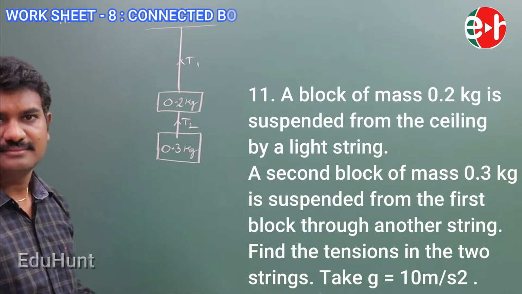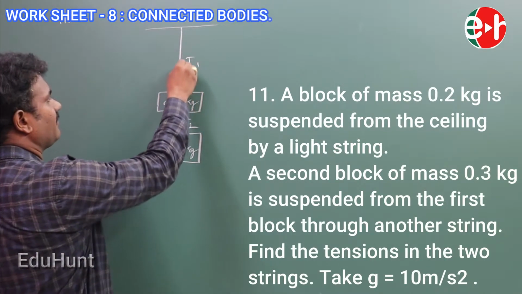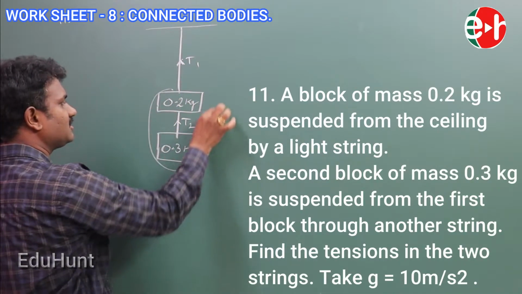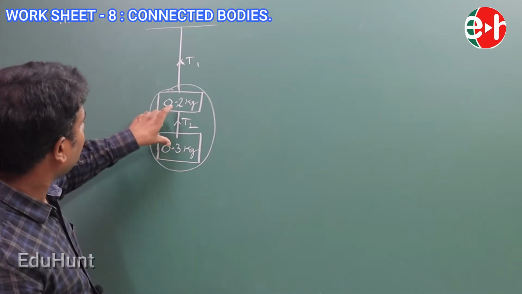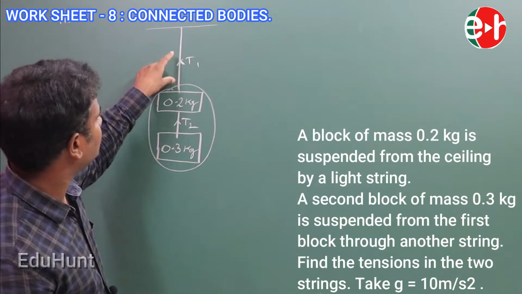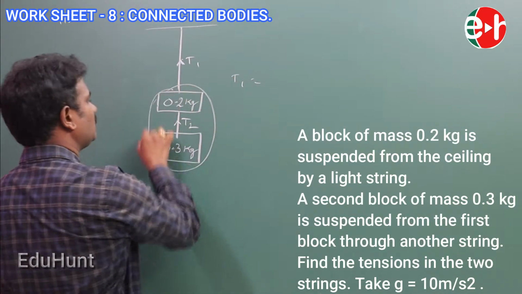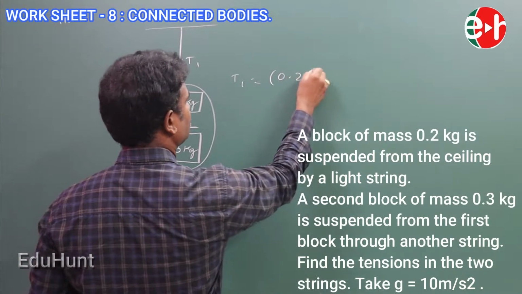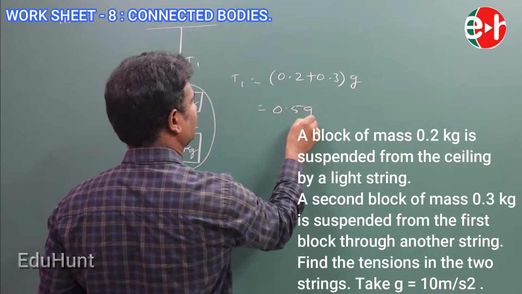That is the question. As we discussed earlier, T1 means tension in this string. On this string, these two blocks are acting, and the weight of these two blocks acts on string 1. So tension 1 is equal to, these two blocks act as a single block, that's why it is (0.2 plus 0.3) into g, that's all. It's equal to 0.5 g.